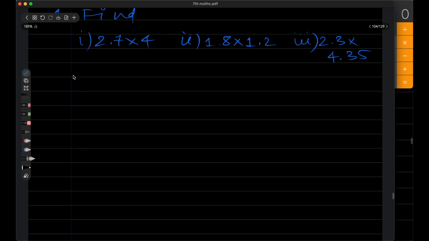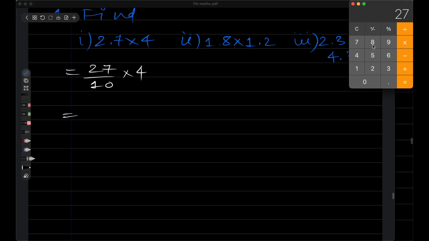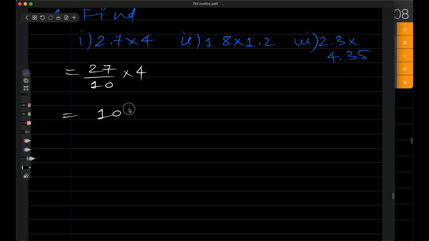First convert them into the fraction, that is 27 divided by 10 into 4. Now product of numerator and denominator, that is 27 into 4 equals to 108 divided by 10. Now starting from the right hand side, after one digit put the decimal point, because we have 10 in the denominator. So put the decimal after the one digit starting from right hand side. We have 10.8 is the answer.